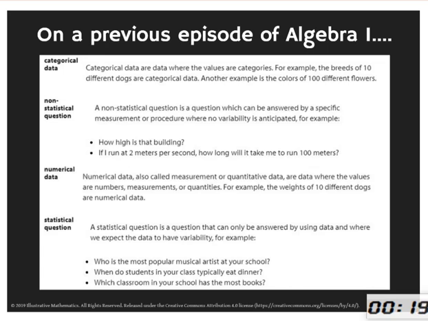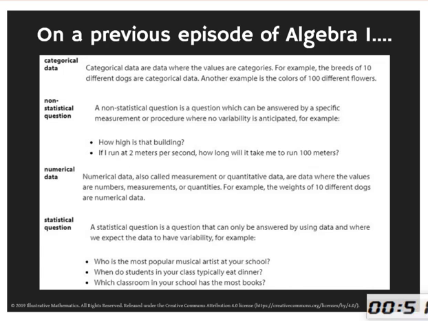So you might remember from our last lesson, we defined 4 terms. We defined categorical data, and this is the data set where the answers are categories. An example would be different breeds of dogs. A non-statistical question we defined as a question that has one succinct answer, right? So there's no variability in the answer. For example, how tall is Mr. Doherty?